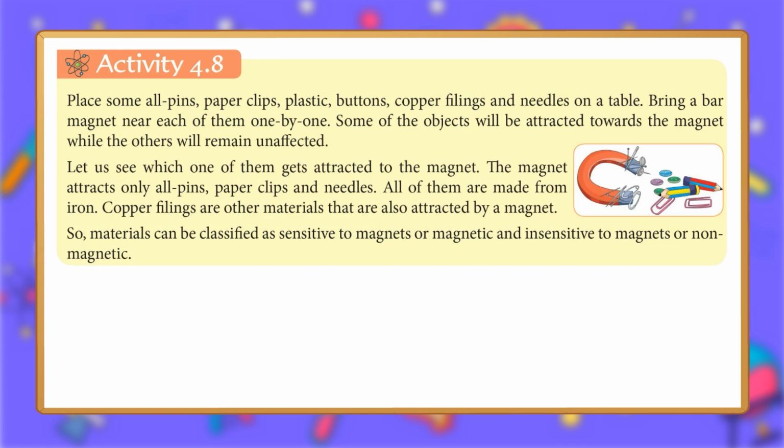Activity 4.8. Place small pins, paper clips, plastic, buttons, copper filings and needles on a table. Bring a bar magnet near each of them one by one. Some of the objects will be attracted towards the magnet while the others will remain unaffected. Let us see which ones get attracted to the magnet.